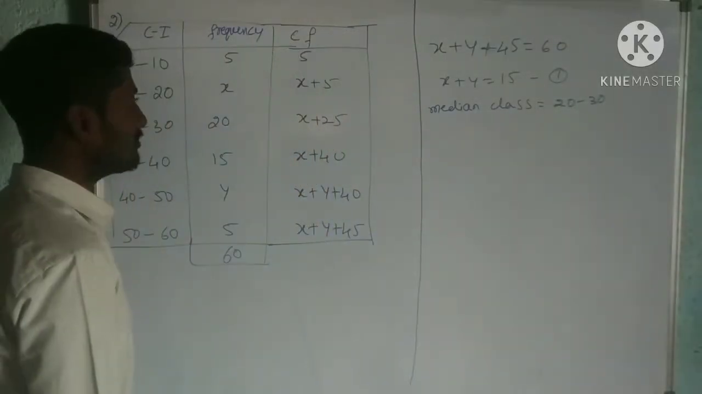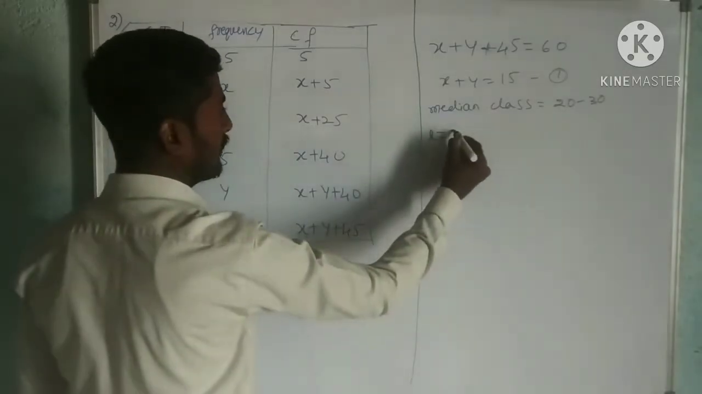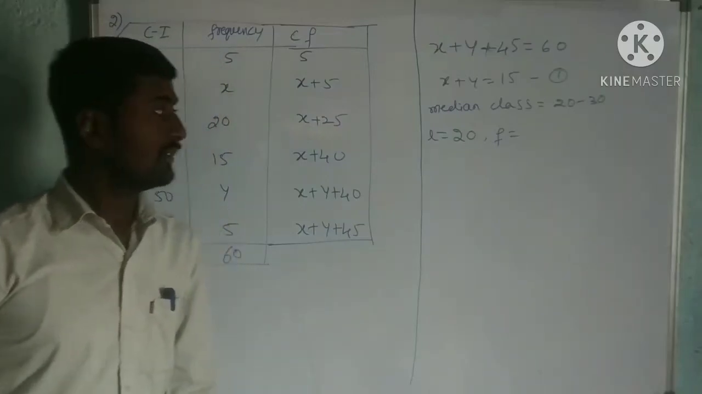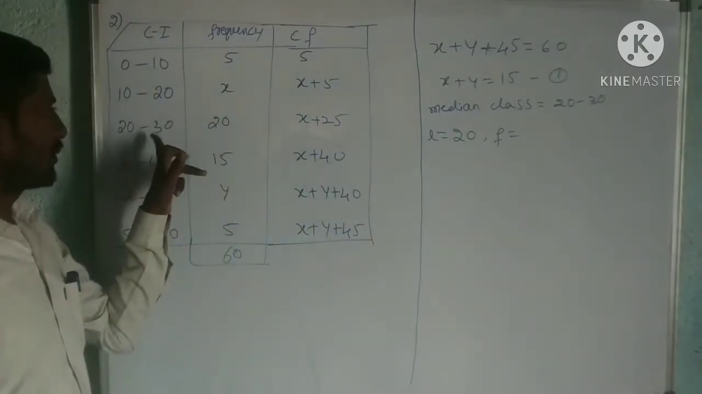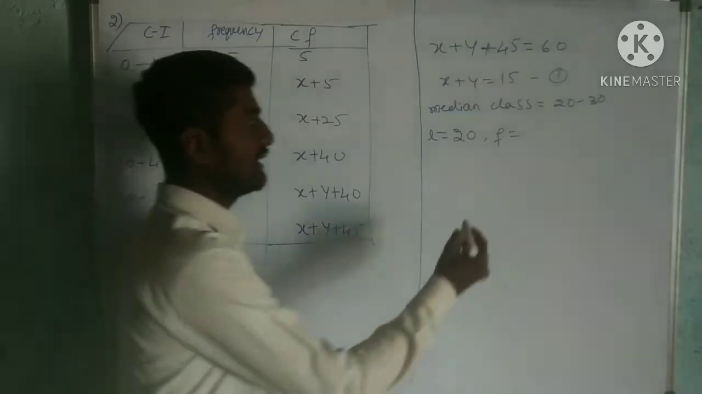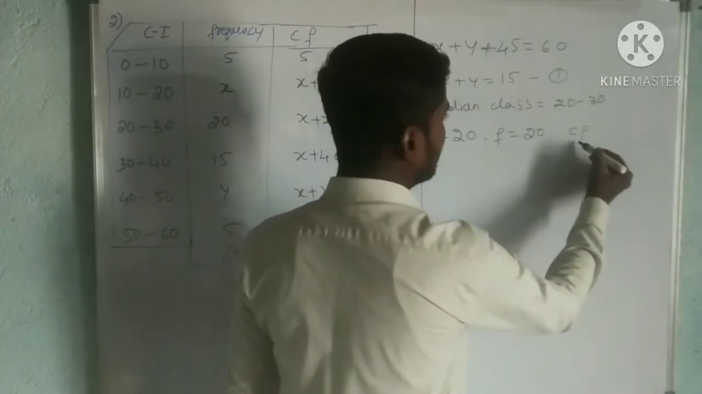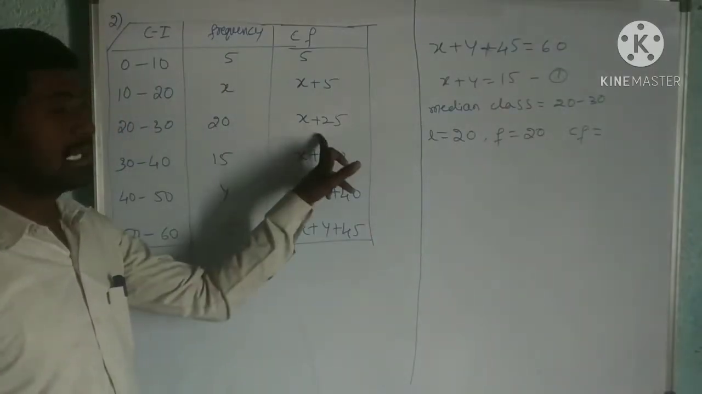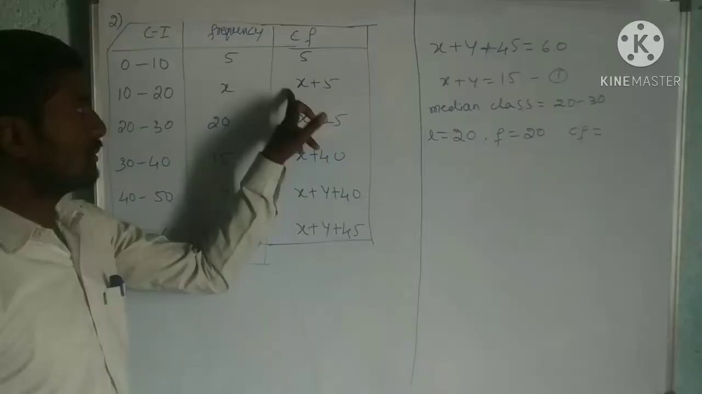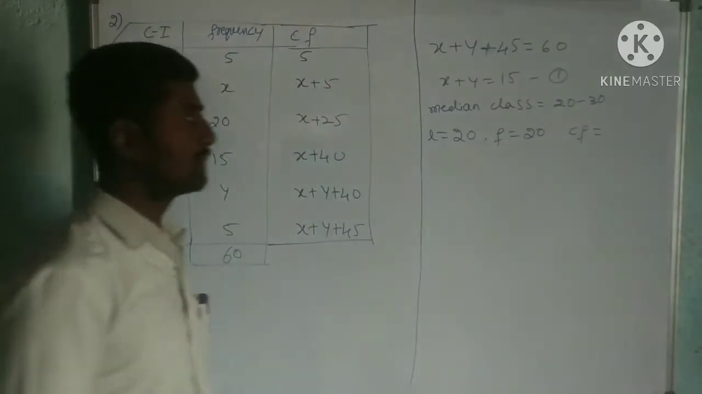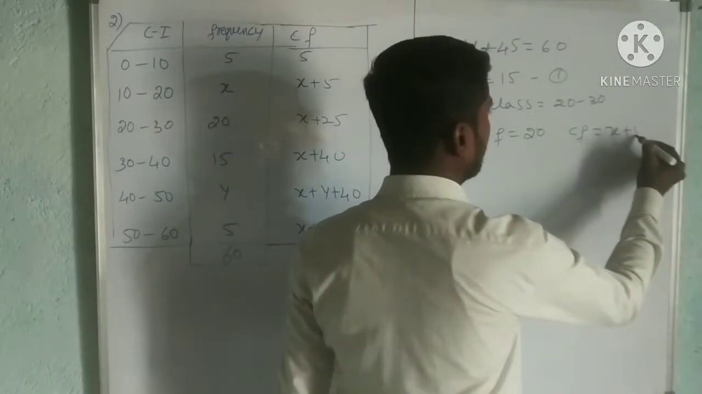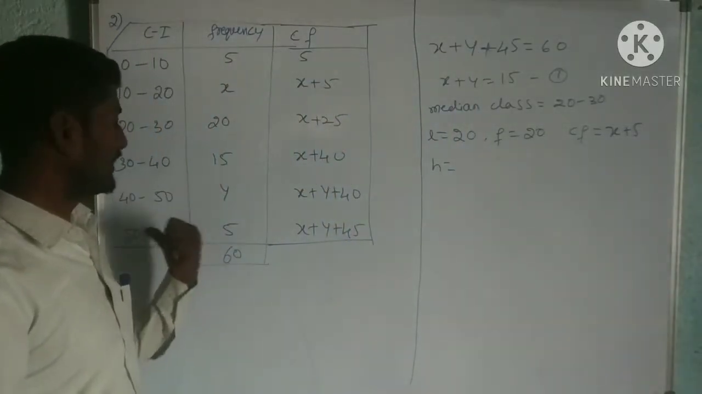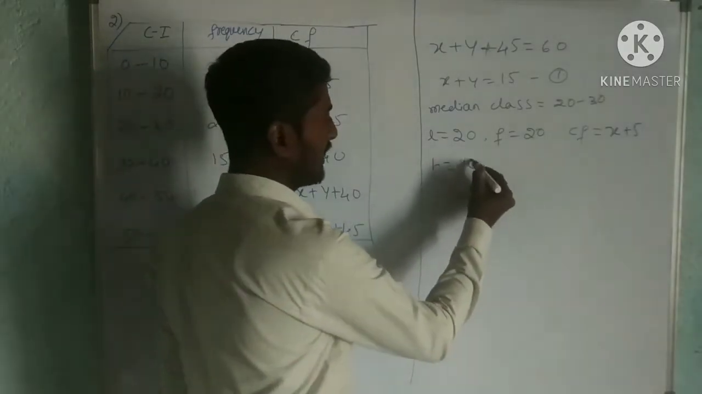Now L is equal to what here? 20. Then I want the frequency. Frequency is nothing but the frequency of the median class, that is 20 here. Then CF, the cumulative frequency of the class preceding the median class. This is the median class, so cumulative frequency is x plus 5. Then now H. H is the step length or step size. So each difference is 10. I will take H as 10.